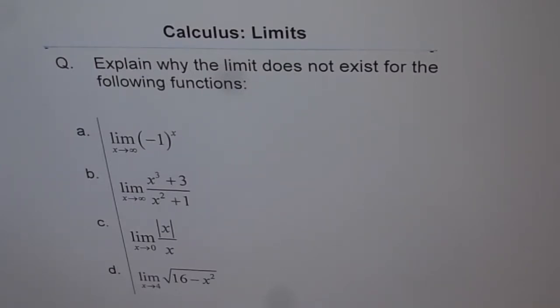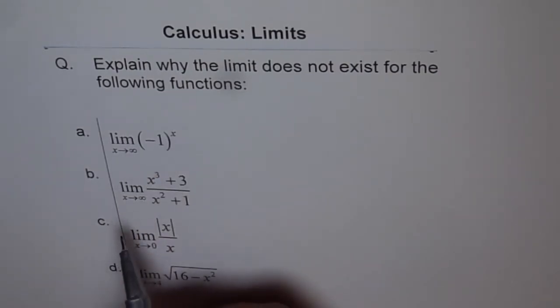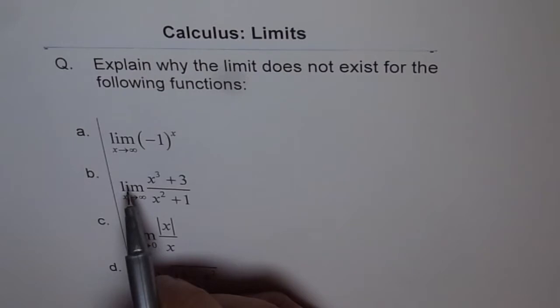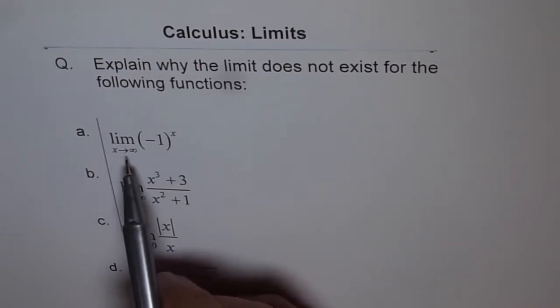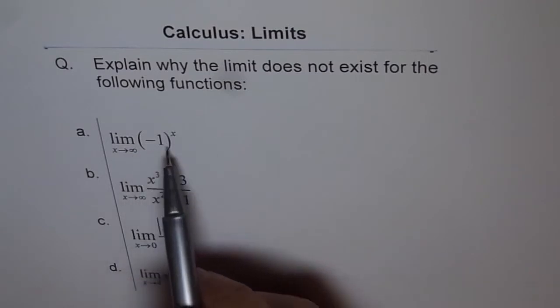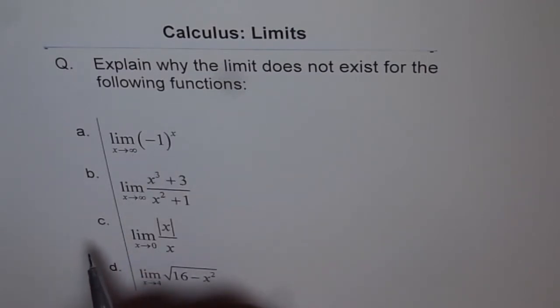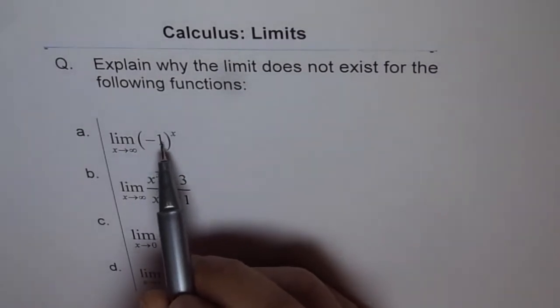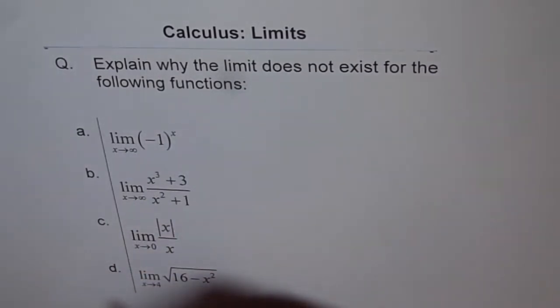Here is how I will answer them. Now if you see the first one, which is limit of minus 1 to the power of x where x approaches infinity. Well, infinity is a very large number, but we don't know whether it is even or odd, correct? Minus 1 to the power of an even number is going to be plus 1, and minus 1 to the power of an odd number is going to be minus 1. So we aren't really sure. Therefore, the limit does not exist, correct?